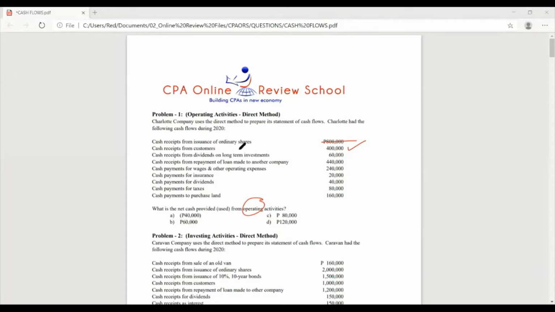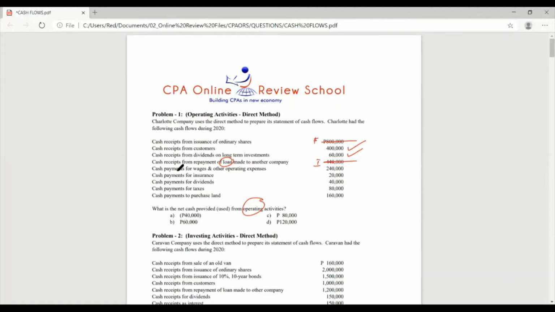Next, cash receipts from dividends on long-term investment. What we received is cash dividends. So therefore, dividends received is operating. Next, cash receipts from repayments of loan made to another company. So it's all about loan. And when we say loan, it is a non-current asset. Therefore, this is investing, so we disregard it. Let's just put a note. This one is financing. This one is investing.